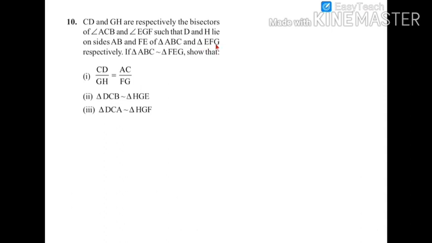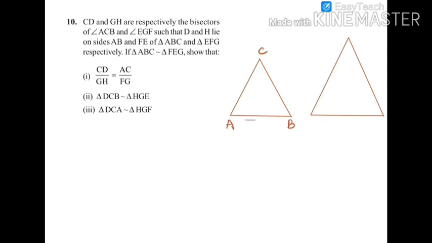Notice that we have triangle ABC and triangle EFG. So let's draw these triangles first. Triangle ABC and triangle EFG. Now CD and GH are respectively the bisectors of angle ACB. So CD bisects angle ACB.